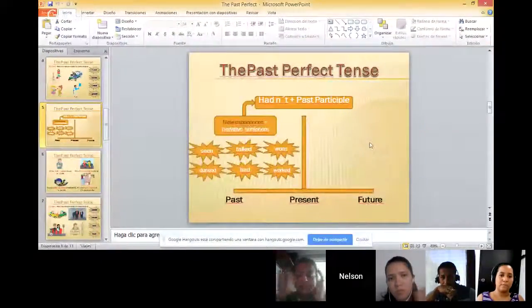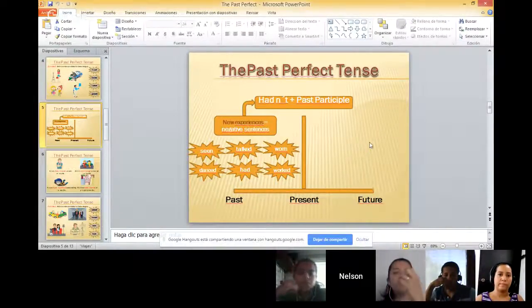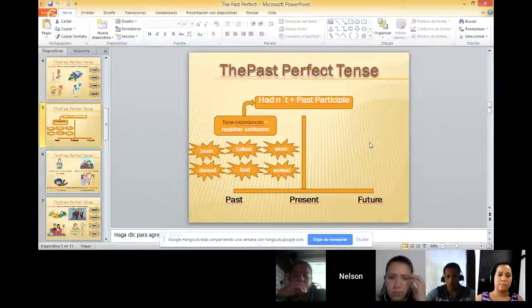When we have negative statements, the negative form of the auxiliary verb is had not, or the contracted form hadn't, and the past participle. It's quite different if we compare the past perfect tense with the past simple tense. When we make negative sentences in past simple, we have to modify the verb and use it in the present. But it's not the same as in the past perfect tense. We continue using the past participle form. You have to be careful here.